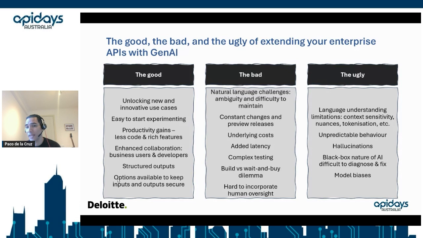Now, also behavior is unpredictable, right? Even if you set your temperature to 0, you don't know if what you're going to be receiving from the LLM is going to be always the same. It's not going to be always the same, right? So it's something that you need to bear in mind.